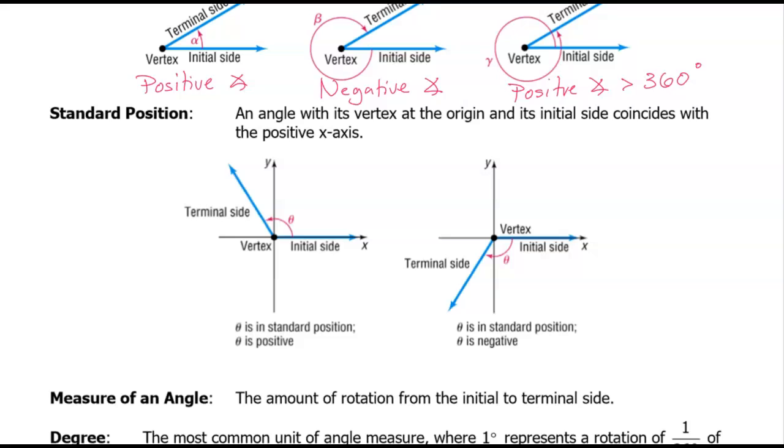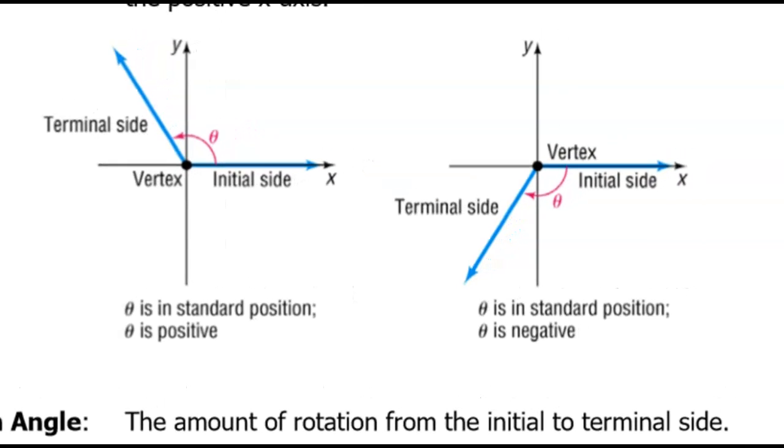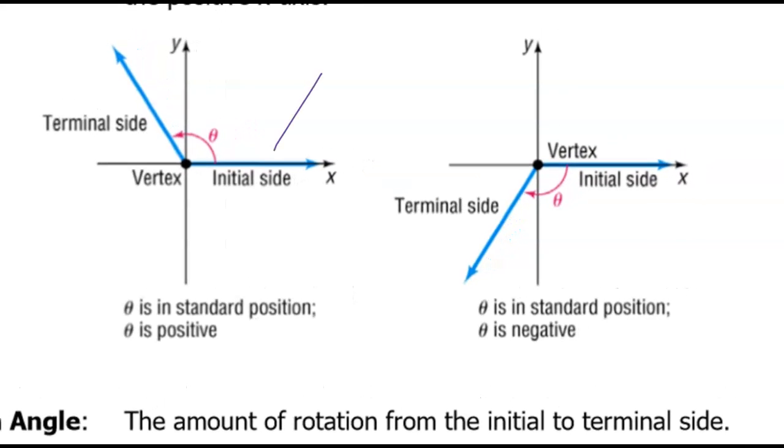Now, sometimes angles are drawn in what is called standard position. All that this means is that our initial side is where? Where does it look like our initial side is on both of these? The positive x-axis. Anytime our initial side is on the positive x-axis, we can say that the angle is in standard position. It's just a vocabulary word that applies to some of the angles we'll be dealing with.